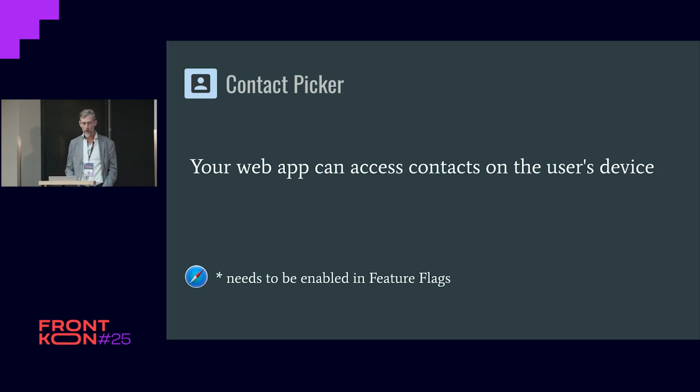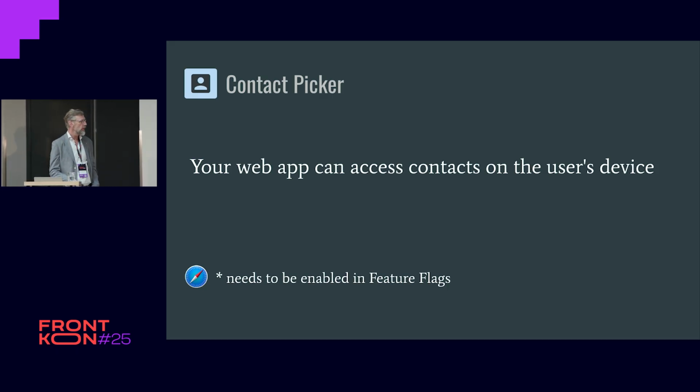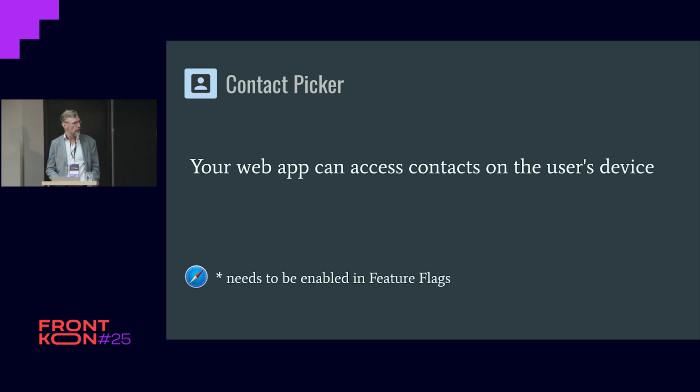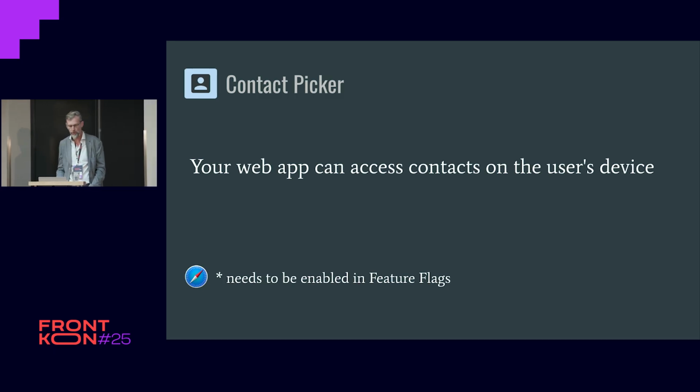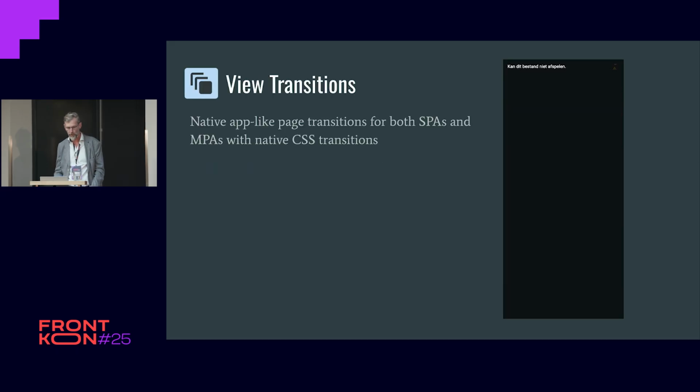The contact picker is almost ready. It means that your web app can now access the contact list of your device, of your phone, for example. So if you have a web app that needs to send an email, for example, the user can now just go to the contacts and select a contact there from the web app. This is not enabled by default in Safari right now. It's in the feature flag, so that means you need to enable it manually. But it has been there for a while. It's fully functional, not production ready, but it's fully functional. So I expect this to be enabled by default soon as well.